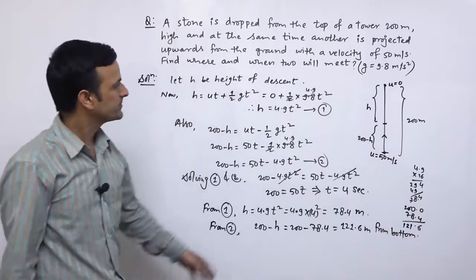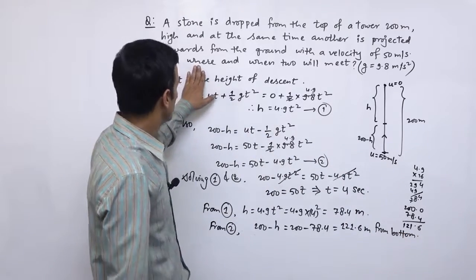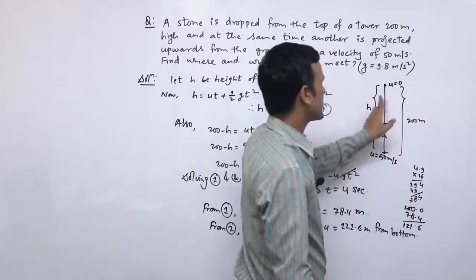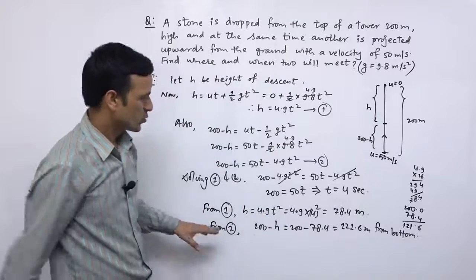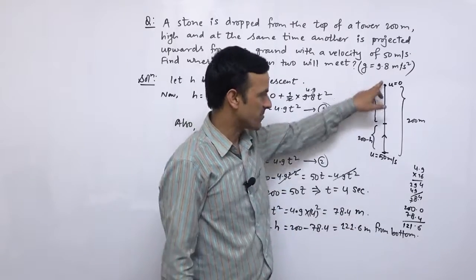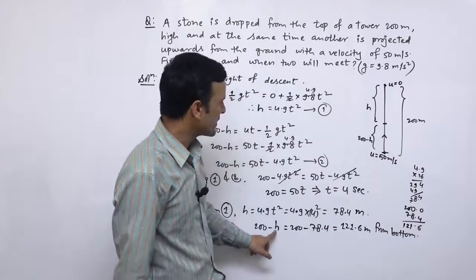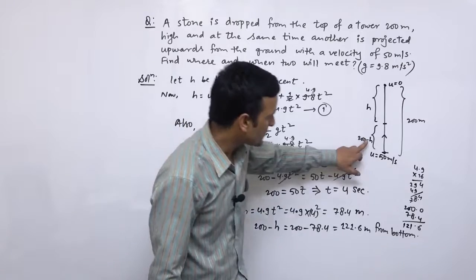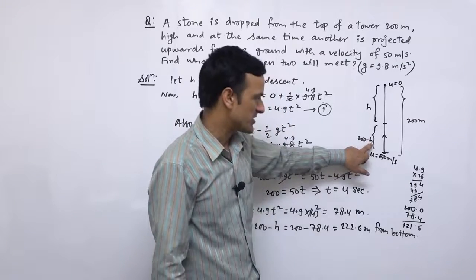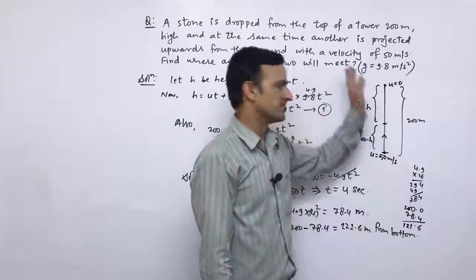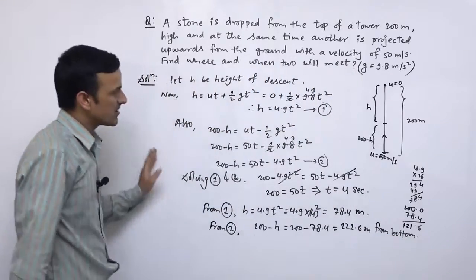So in this way, we can find out the position and time at which this particle and this particle meet together. So h means this one, 78.4 meters from the top, and 200 minus h, if we substitute the value of h in this position, then we get 121.6 meters from the bottom. So in this way we can solve this problem.